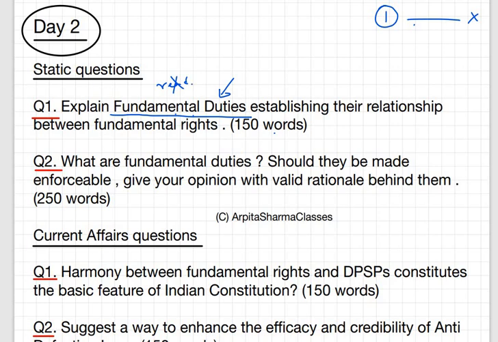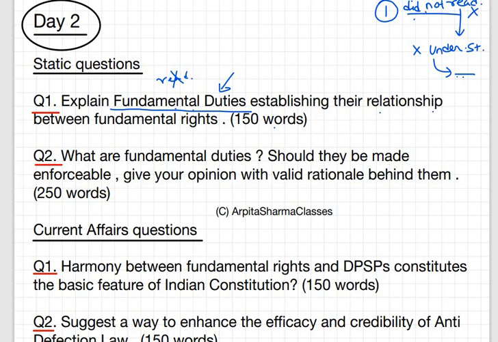So the first mistake that you have done is you did not read the question properly. When you don't read the question properly, you don't understand what the question wants you to answer. When you don't understand, then you write what you know, not what the examiner is demanding, and then you end up losing marks. Okay? So the first thing that you need to do is read the question.